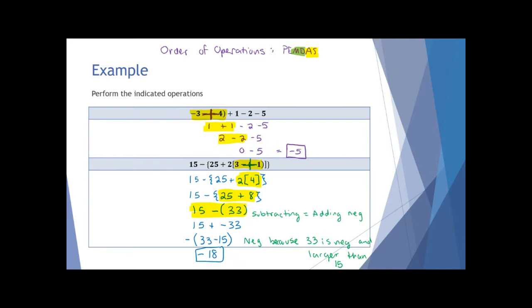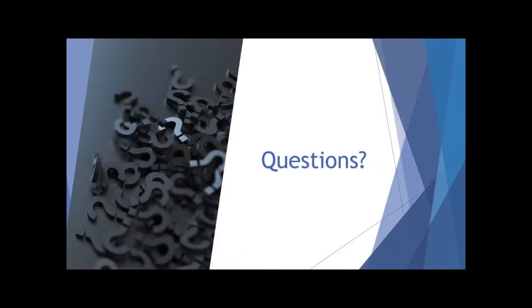So are there any questions on these two examples of the order of operations dealing with negatives and addition and subtraction? Okay. Well, I don't see anybody typing anything or asking anything.